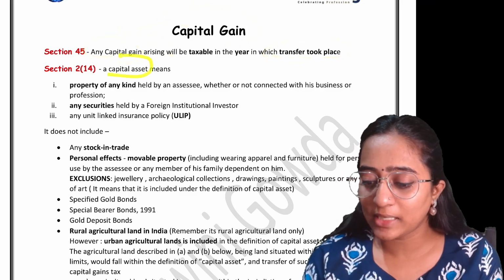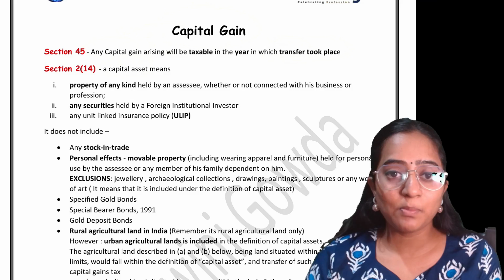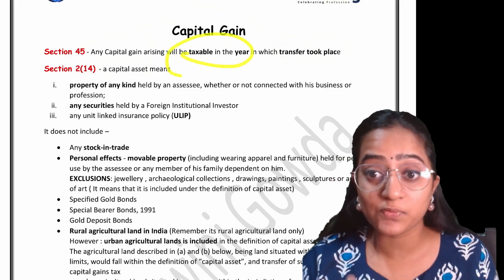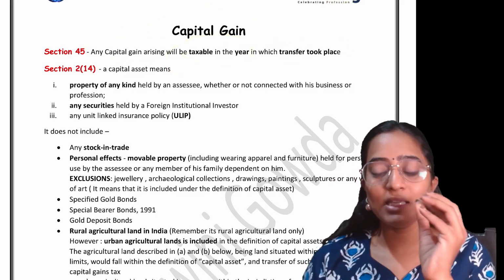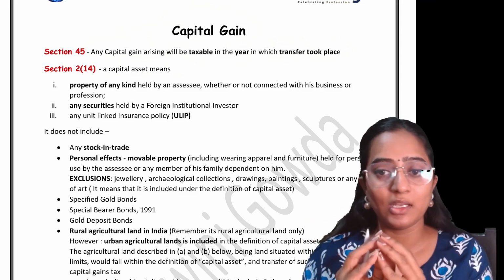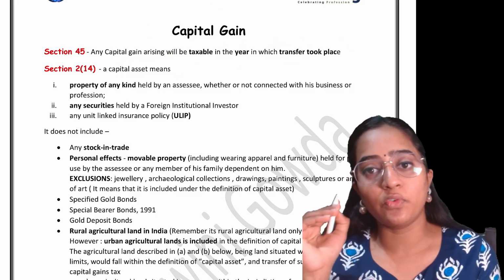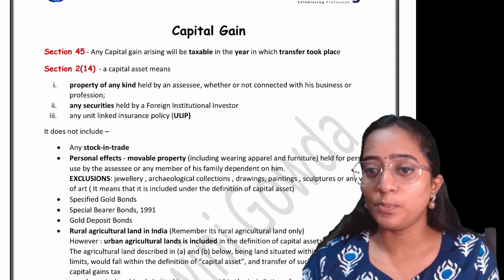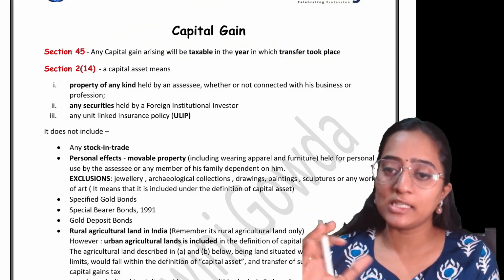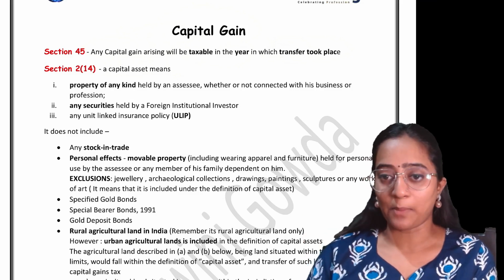We need to understand the main terms: what is meant by capital asset and what is meant by transfer. Remember, capital gain will generally be taxable in the year of transfer, because the year of transfer and the year of receipt can be two different years in case of capital gain, but we are going to tax it in the year of transfer. This is the base provision. The exceptions to this we are also going to see. Right now we are just entering into the revision of capital gain.